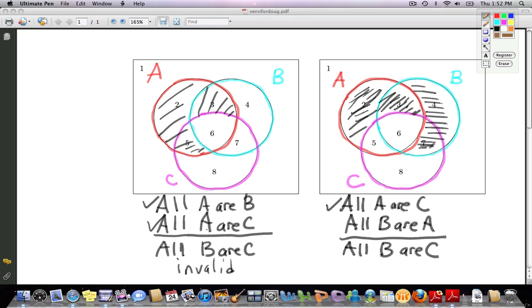Remember, shading means what we can't have or don't have according to the information given. We don't have any B's that are not A, areas 4 and 7. So we have that. Now we just have to look and see if we're guaranteed that our conclusion is true. The conclusion is all B are C. For that to be true, we would need to have the B's that are not C shaded out. We'd need areas 3 and 4 shaded out. Indeed, areas 3 and 4 are shaded out, so this argument is valid.